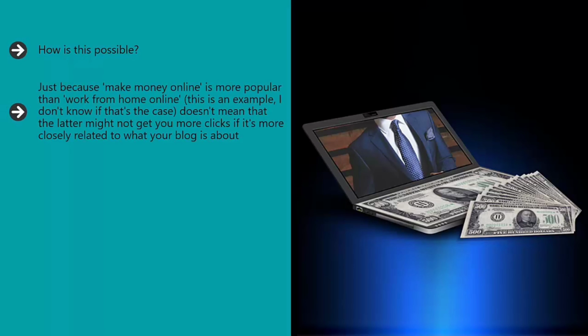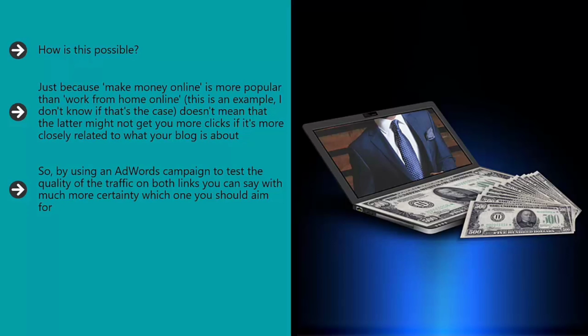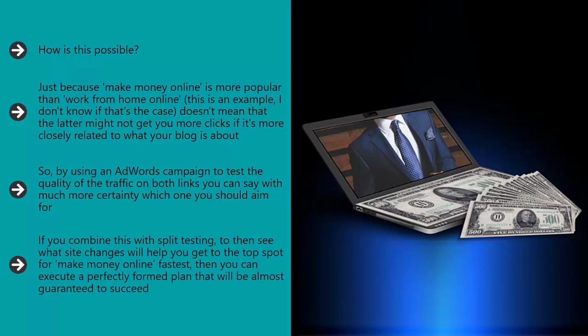Just because make money online is more popular than work from home online, this is an example, I don't know if that's the case, doesn't mean that the latter might not get you more clicks if it's more closely related to what your blog is about. So, by using an AdWords campaign to test the quality of the traffic on both links, you can say with much more certainty which one you should aim for. If you combine this with split testing, to then see what site changes will help you get to the top spot for make money online fastest, then you can execute a perfectly formed plan that will be almost guaranteed to succeed.